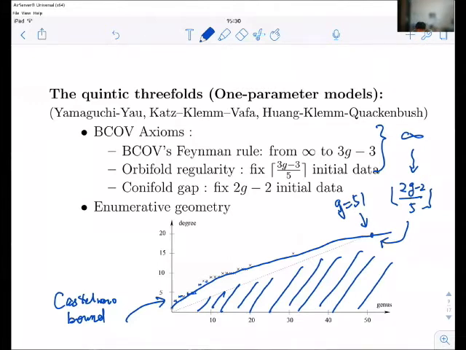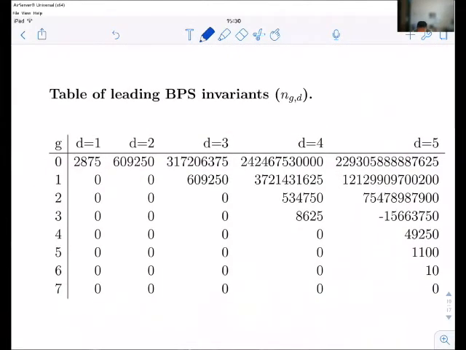And using these conjectures, the physicists computed all these leading Gopakumar-Vafa invariants. So you can see these invariants are all integers.